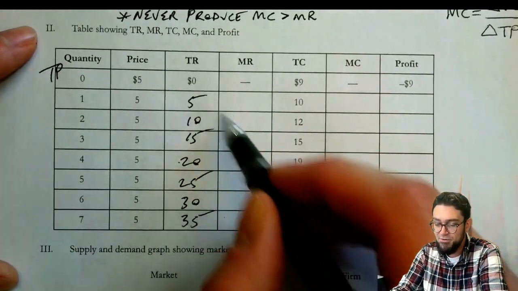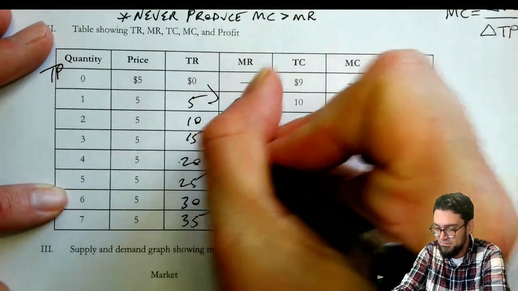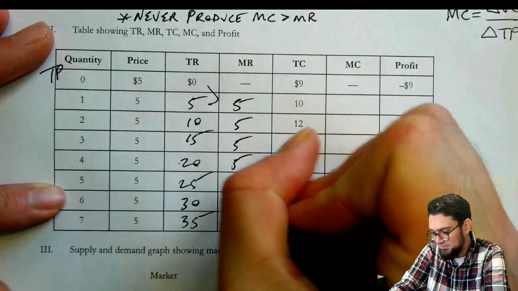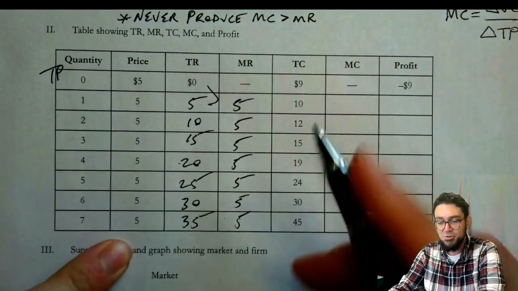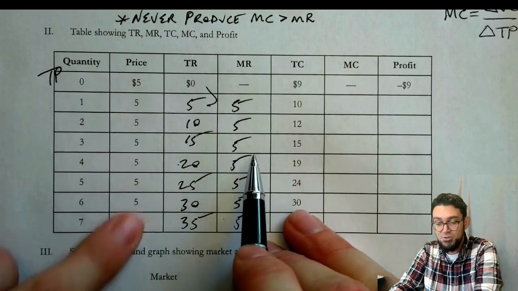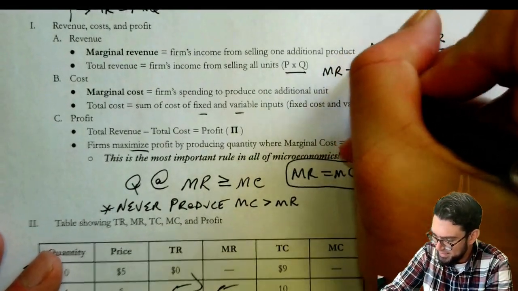What's the change in revenue every time we sell an additional unit? Well, here we went 5, 5, 5, 5, 5. It is equal to the price. And so it is useful to remember also that marginal revenue is equal to the price. So we're going to put that up here now that we've discovered that.